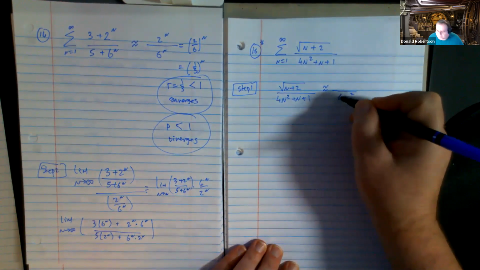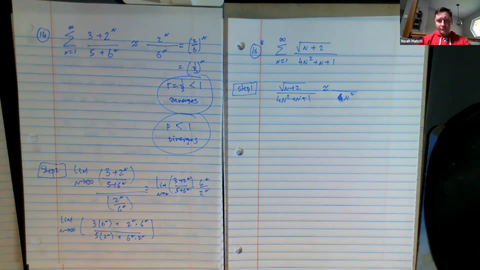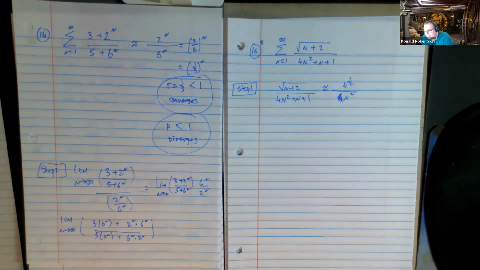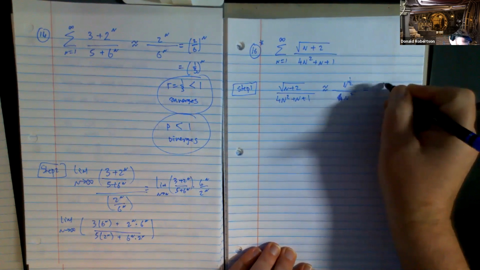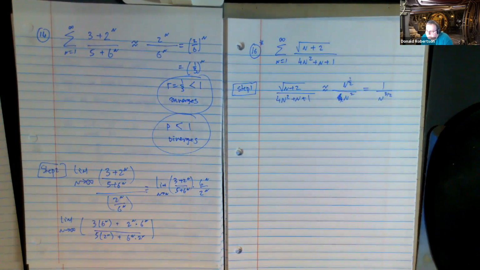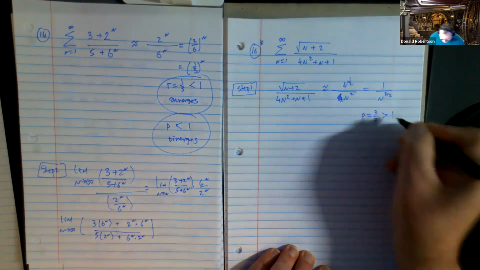Tell you what, can I forget the 4 just to make my life easier? What's the top going to be? N to the half. Well done. If you'd said square root of n, I would have written it down, then I would have turned it into n to the half, but knowing it's n to the half right away is much better. Doesn't that simplify down as n to the 3/2? Now that's a P series, and the P is 3/2, and 3/2 is bigger than 1.